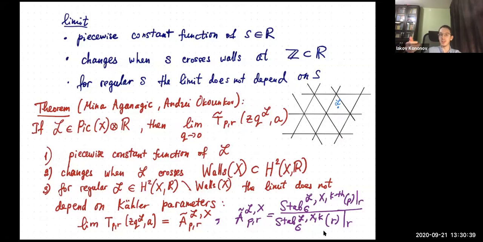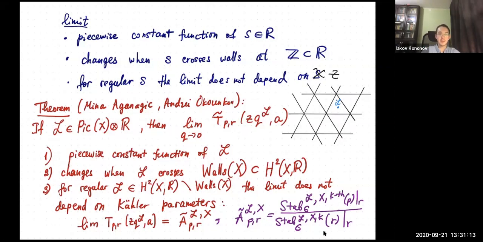So we have the following conclusion of this example: the limit is a piecewise constant function of s, and it changes only when s crosses certain walls. In this example, they are located at integer points. And for regular slopes, that is, outside of walls, the limit does not depend on, it's a mistake here, it should be on z.